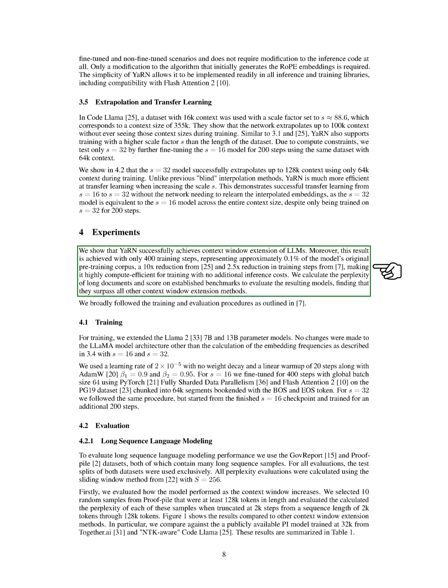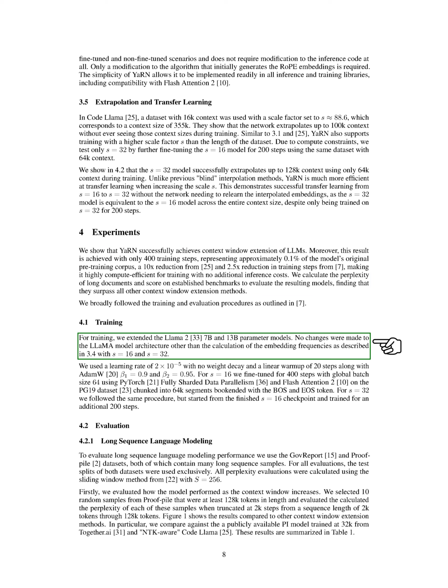For training, we expanded the llama models with 2.7 billion and 13 billion parameters. We made no changes to the llama model architecture, except for the calculation of the embedding frequencies with scale factors of 16 and 32. We used a learning rate of 2 times 10 to the power of -5, with no weight decay and a linear warm-up of 20 steps. We also used AdamW with beta values of 0.9 and 0.95.